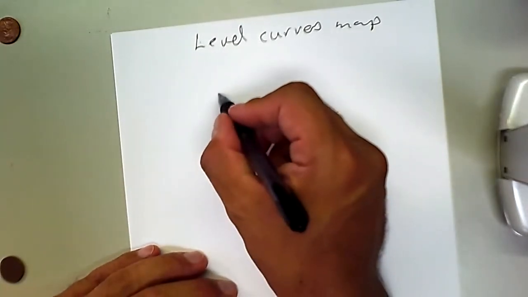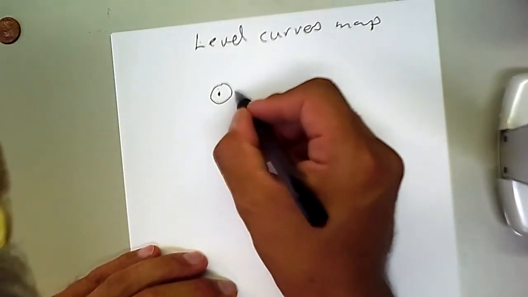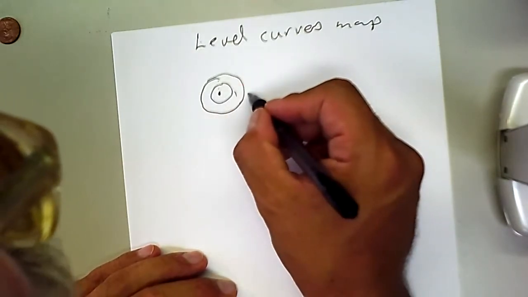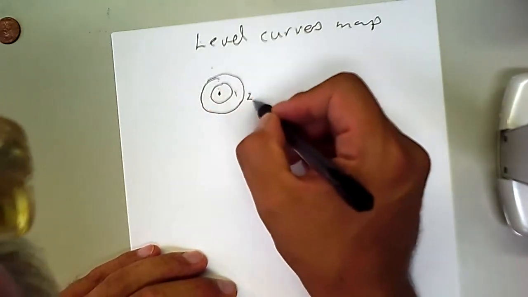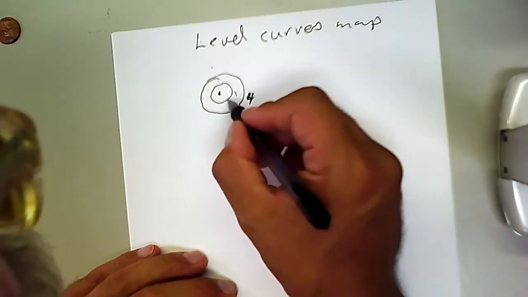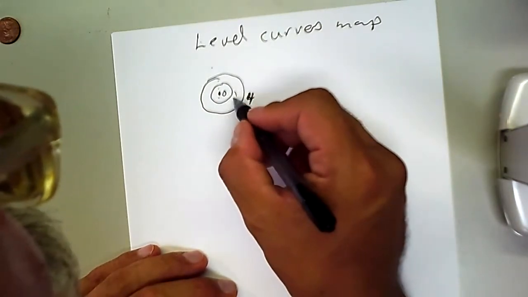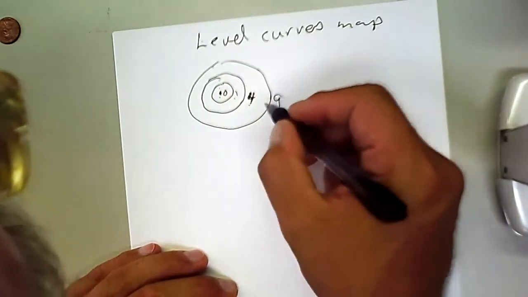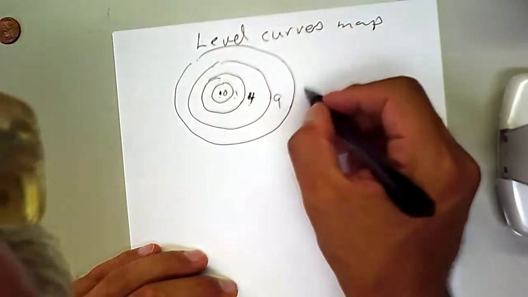And that tells us that there's a point at 0. At 1, we have this circle. At 2, we have a bigger circle. No, that's 4, oops. So the output, this is 0. The output is 0 here. Output is 1. Output is 4. Output is 9. Output is 16.